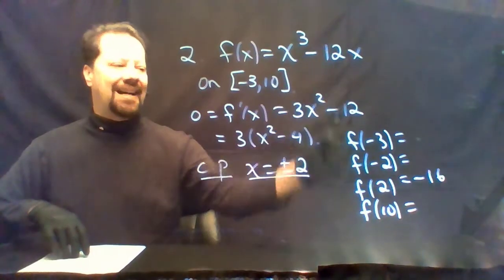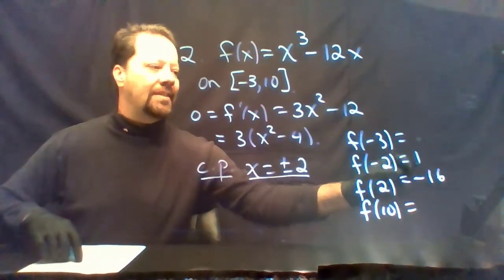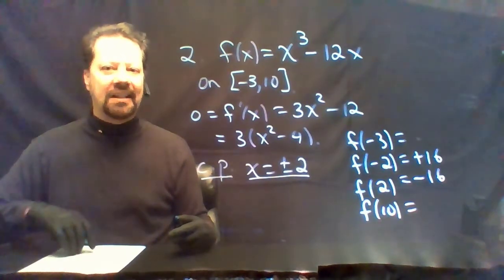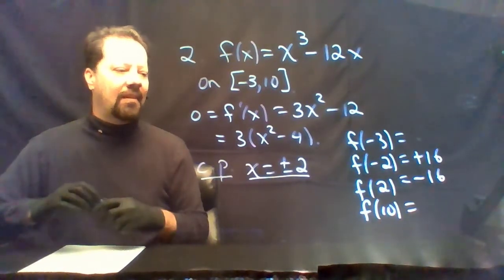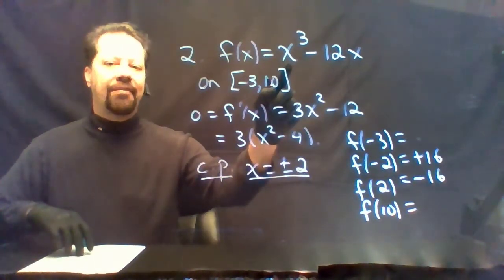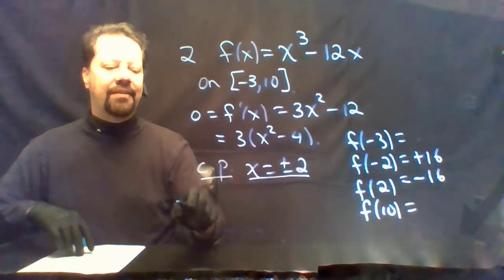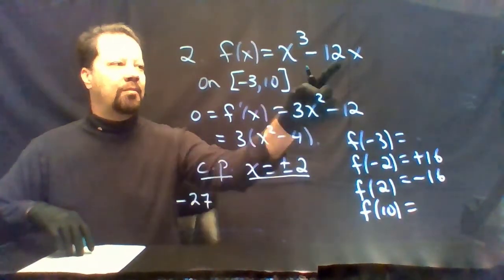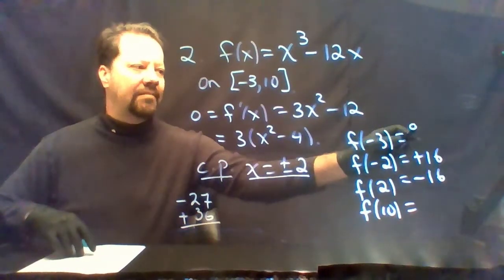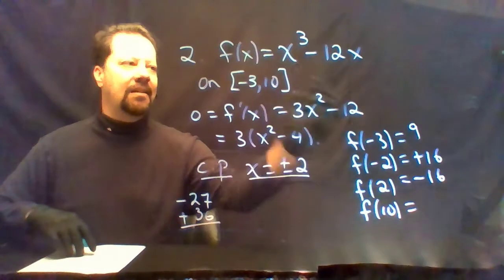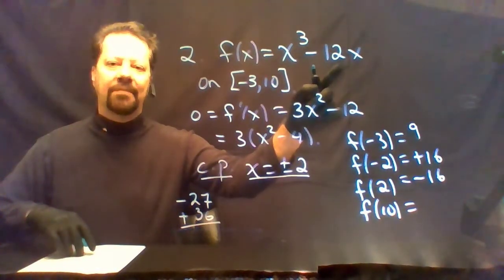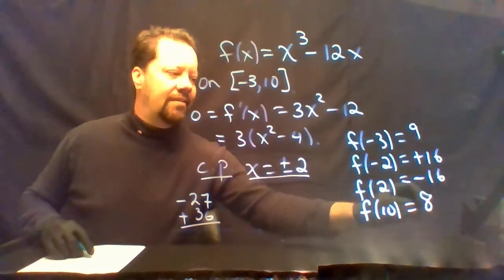This function is odd, so you have to get the opposite sign at -2, which you can check independently. At -3, we get -3 cubed, which is -27, plus 36 for a total of 9. At 10, we get 1000 minus 120. What is that? 880.